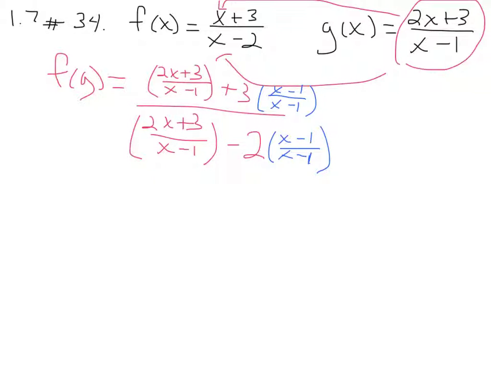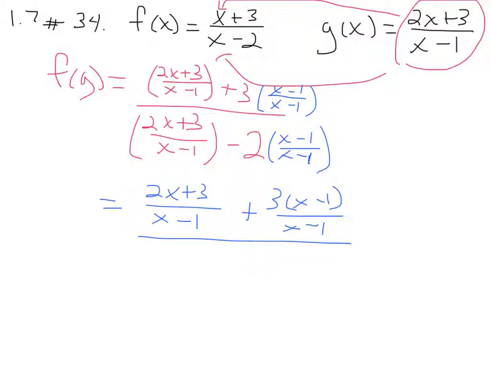What this gives us is (2x plus 3) over (x minus 1), plus 3 times (x minus 1) over (x minus 1), on the top. On the bottom, we're going to get (2x plus 3) over (x minus 1), minus, I'm going to go with a negative 2 times (x minus 1). I think that's going to be a little easier to deal with. Addition is easier, and this minus 2 I can distribute in, and we still have our x minus 1 on the bottom.